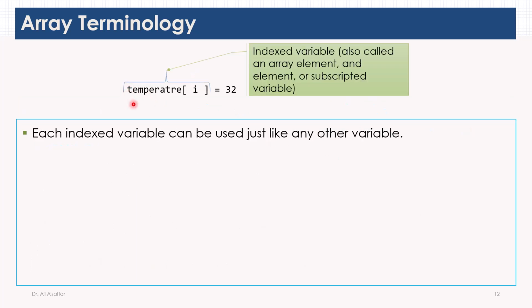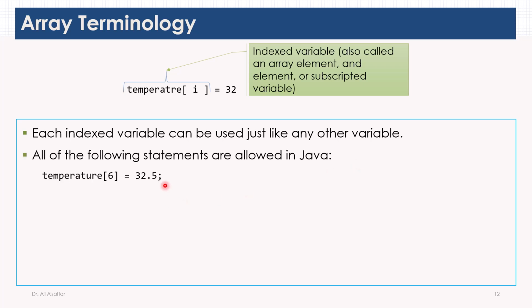Finally, when you write the name of the array followed by square brackets with an index, altogether it is referring to an index variable. Sometimes we call it an array element or subscripted variable. In this case, the system will treat it as an ordinary variable. So each index variable can be used just like any other variable. You can increment it, you can use it in an if statement, you can print it, you can pass it into a method, and so on.